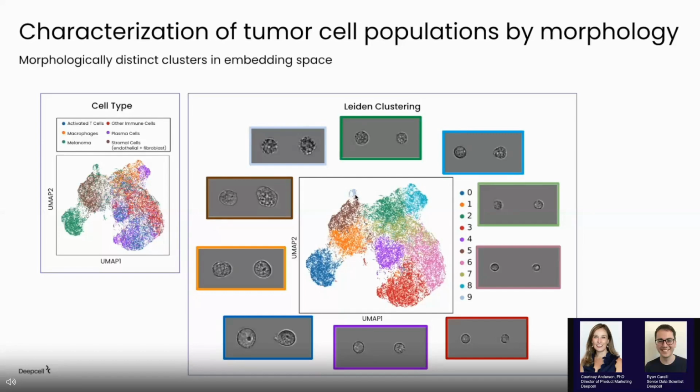Another notable finding is that pigmented melanoma cells, shown in green to be melanoma on the left, and represented by these cell images, are morphologically distinct and cluster separately from non-tumor cells. This is unique as current technologies, such as flow cytometry, will require known markers to detect pigmented cells, while with the Deepcell platform, we've detected these pigmented cells based on morphology alone, without the need for labels.